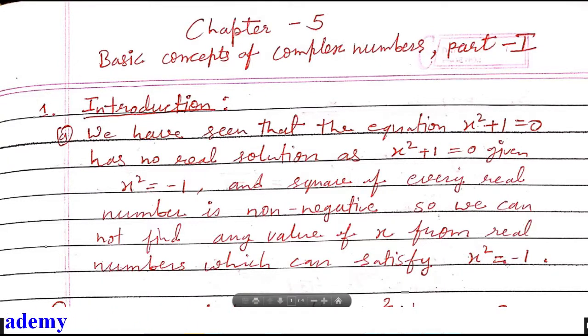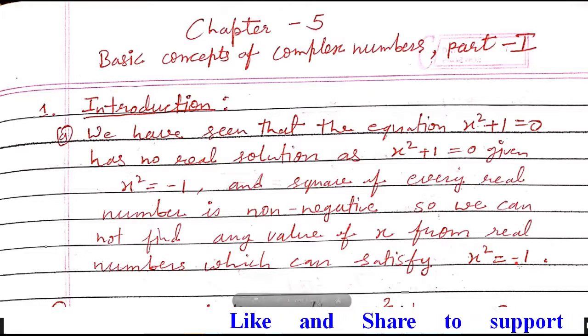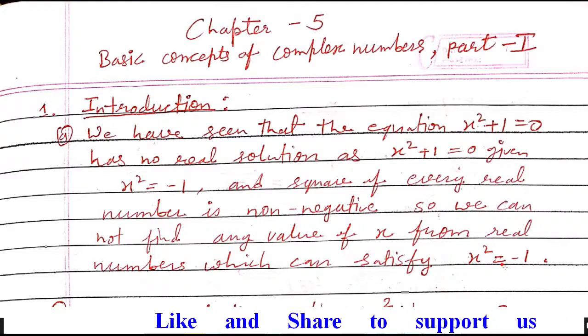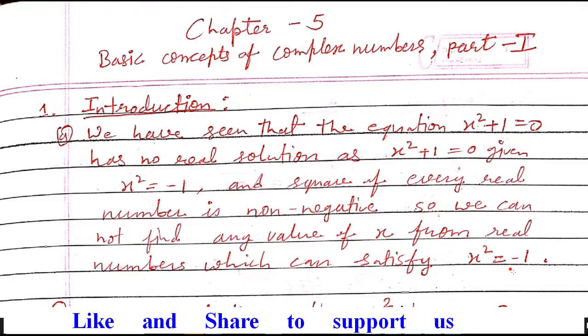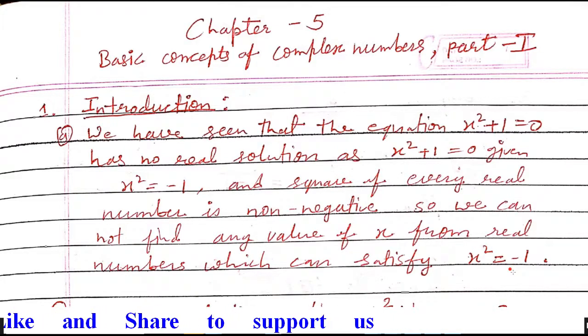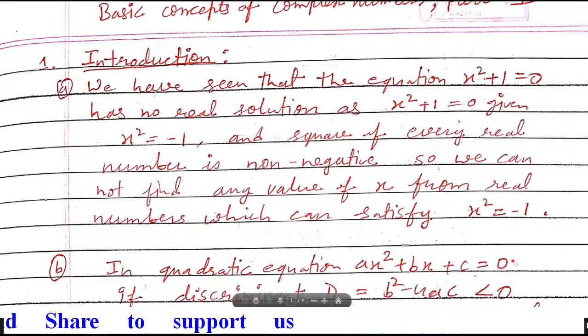Meaning, if we search for a value of x from the real numbers, which when substituted here gives us minus 1, it is not possible in the real numbers. So the first problem is that we cannot find the square root of negative numbers in the real number system. And now the second problem arises in the quadratic equation.